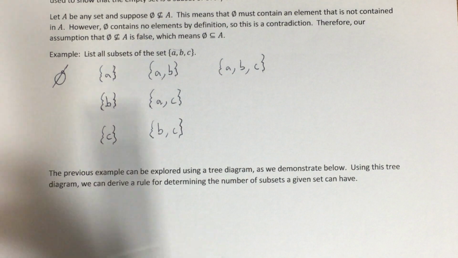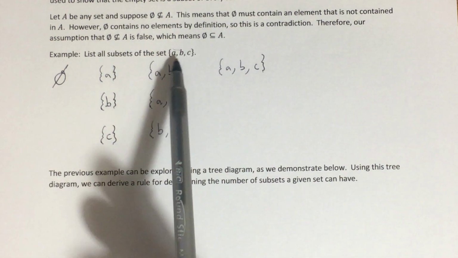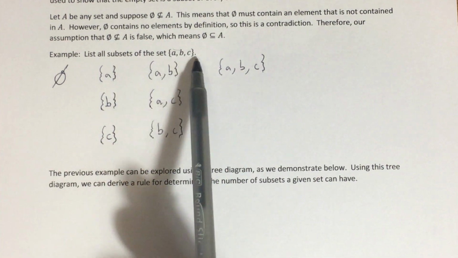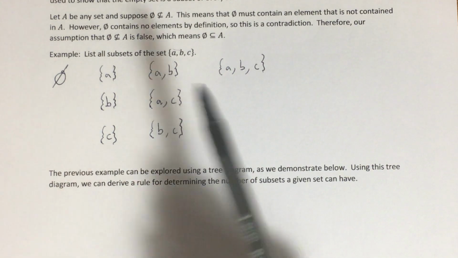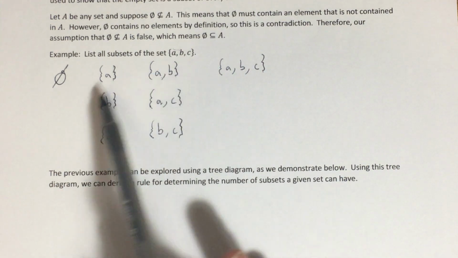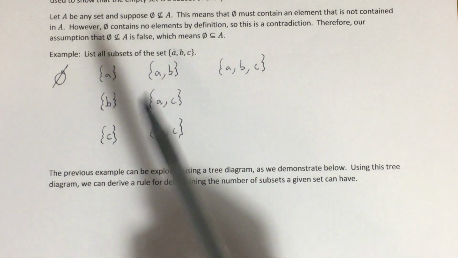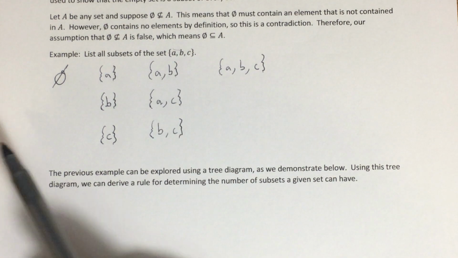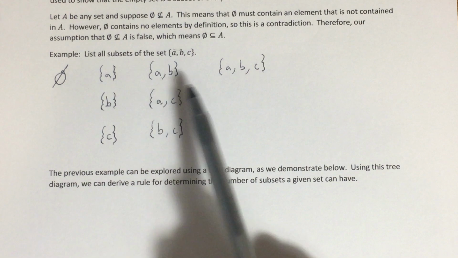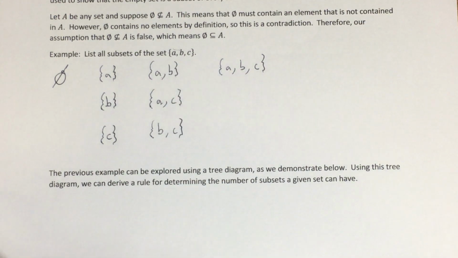Okay. Now notice there was nothing special about the elements A, B, and C. If I replaced this with the set 1, 2, 3, I still would have ended up with 8 extremely similar looking subsets. It's just the symbols would look different, but the number of subsets would be identical. And in fact, any set containing 3 elements in it will have exactly 8 subsets because the symbols are not what matter. It's the number of elements that matters.